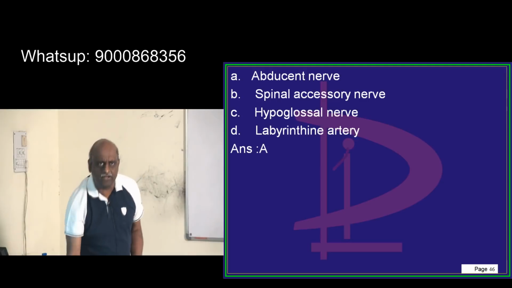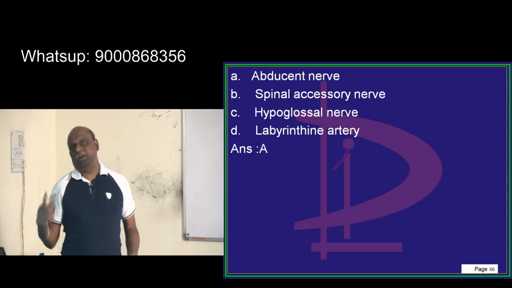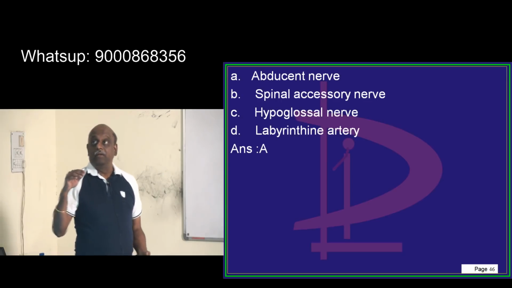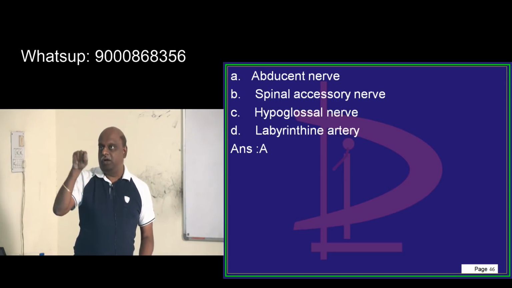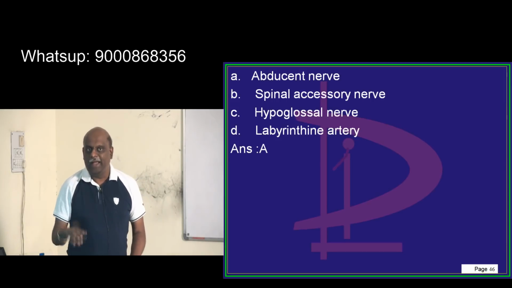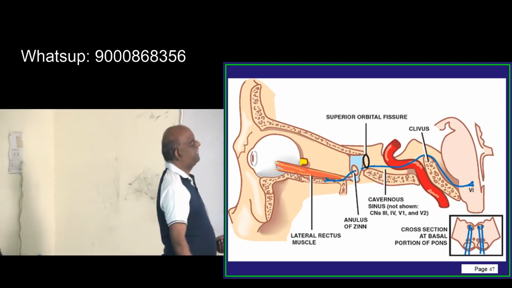One of the favorite questions of the examiner. Inferior orbital fissure, superior orbital fissure. What are the contents? And between the superior orbital fissure, what are the contents above the annulus of Zinn, and within the circle of Zinn is an important question.